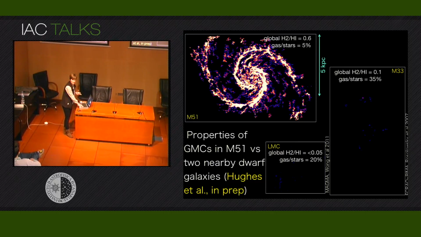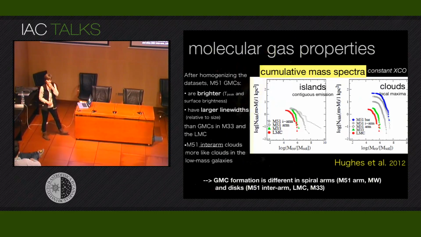Now, surprisingly, this difference translates into a difference in the properties of the molecular clouds. So GMCs in M51's arms are brighter and have higher line widths than the clouds in either the LMC or M33. And the spiral arm clouds are very different than the interarm clouds, which are more like the clouds in the lower mass systems. Now, we've done a decomposition of the emission to compare cloud for cloud between these. And what this allows us to do is make a cumulative mass spectrum, which I'm showing here on the right. So let me just step you through here.